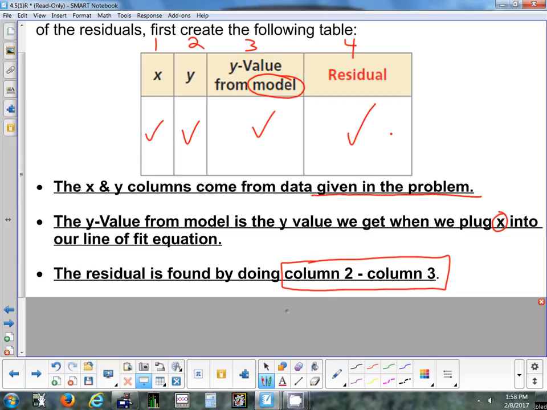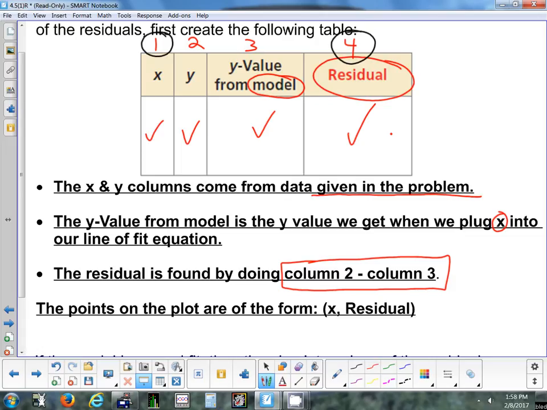Okay, now the last thing we're going to do is make a picture of the residuals. A little different than what we did yesterday. This is not really like a scatter plot. It's a picture of residuals, and that's going to tell us how good a line of fit we have. When you make a picture of the residuals, you only need 2 of the columns. You need column 1 and column 4.